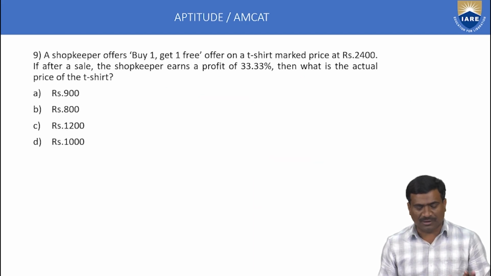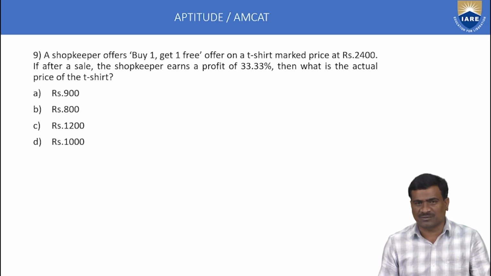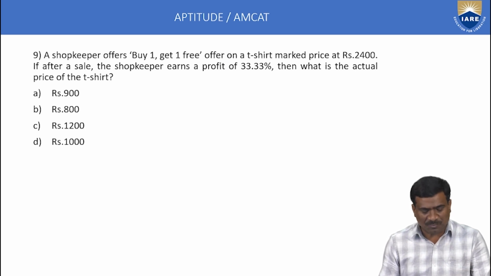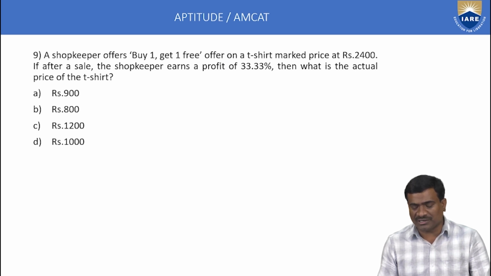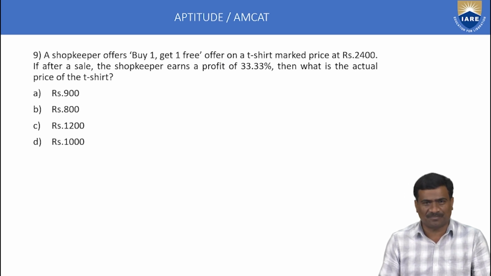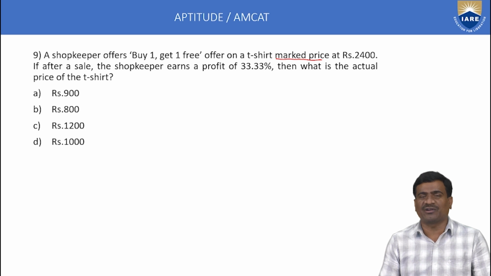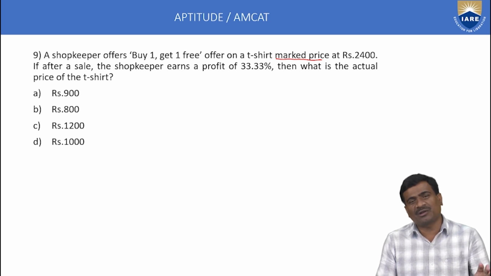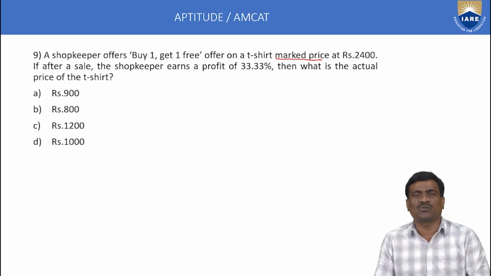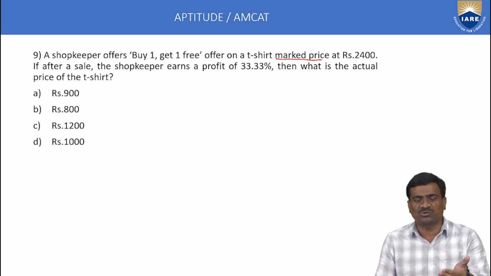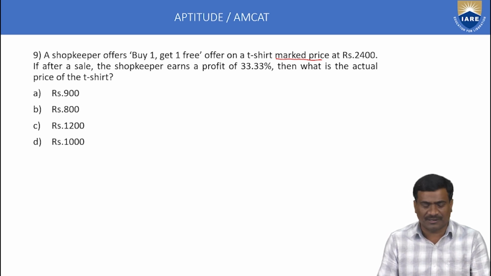Next, example number 9. Again, the profit and loss concept. A shopkeeper offers a buy one get one free offer on a t-shirt marked at rupees 2400. MRP indicates maximum retail price, 2400. Buy one get one: if the MRP of 2 t-shirts is equal to 2400, then the MRP of 1 t-shirt is equal to 2400 by 2, which is equal to 1200.